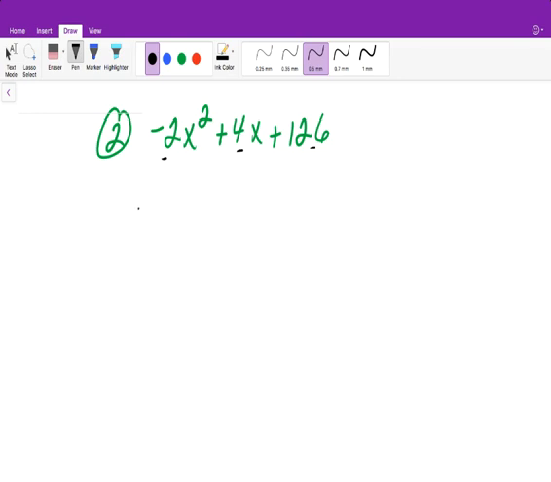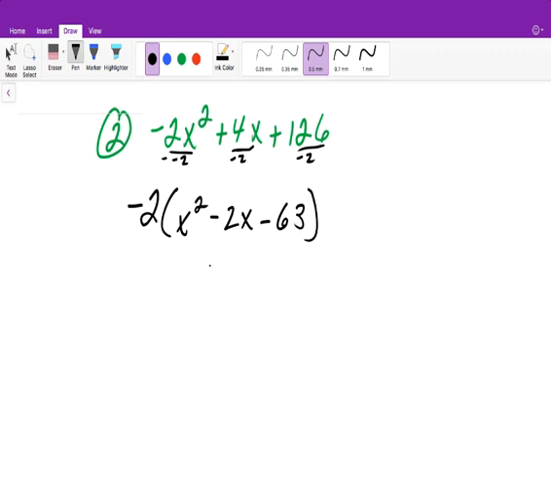So I need to make this positive, so I need to take out a negative, and I need to take out our GCF, which is 2. And when we divide each one by negative 2, well, this divided by negative 2 just gives me positive x squared. This divided by negative 2 is minus 2x. And this divided by negative 2 is minus 63.